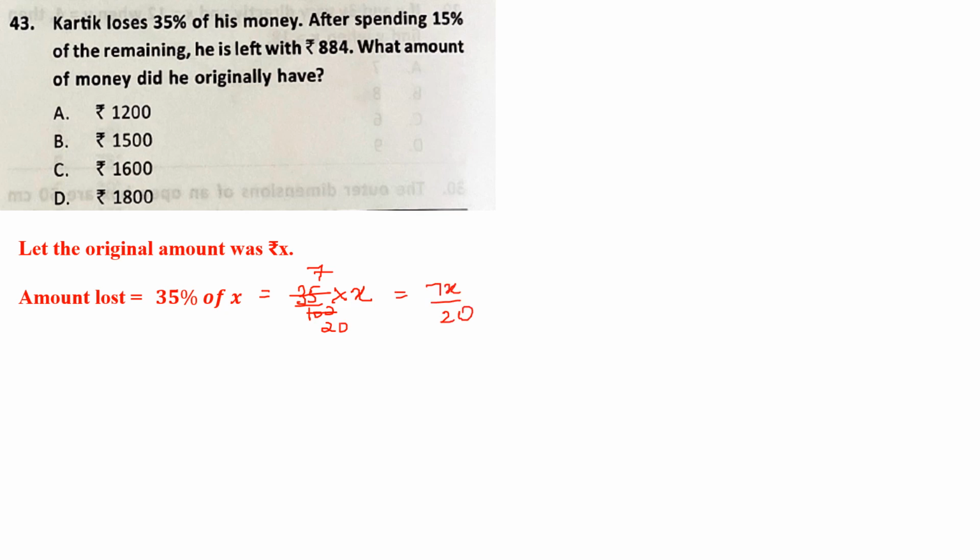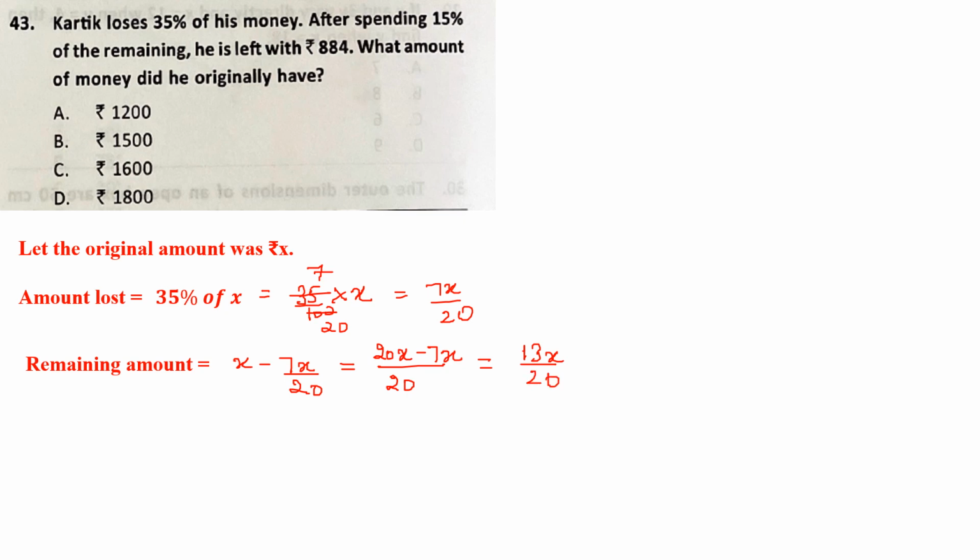Then our second statement is after spending 15% of the remaining. Next we have to find the remaining amount. So the remaining amount will be x minus 7x by 20. Originally he was having x. Out of x, 7x by 20 he lost. So the remaining amount will be x minus 7x by 20. Now let's take LCM, which will be 20. So 20x minus 7x will give me 13x by 20 as the remaining amount.